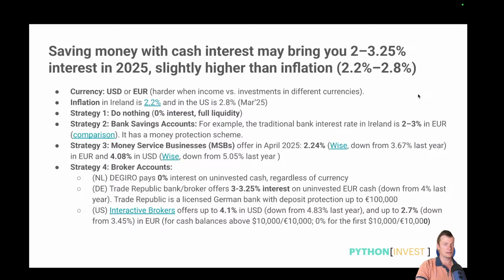Now let's think a little bit about your personal saving options. Let's assume that you have income in dollars or euro. You know your inflation rate. In Ireland it's 2.2%, in the US it's 2.8%, and you think about what you can do with your money. So first thing, do nothing. It's not bad, you are not losing anything. It's 0% interest, it's full liquidity, you can use your money any day.